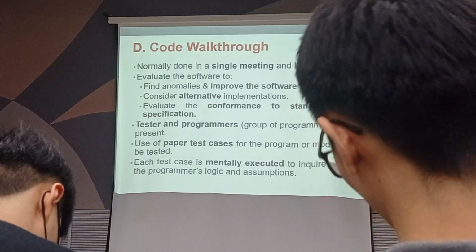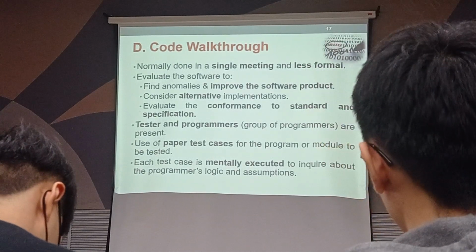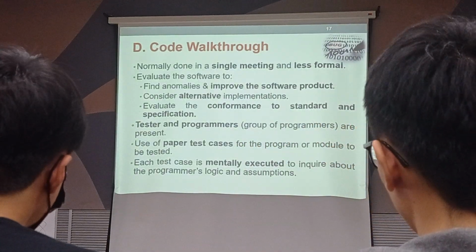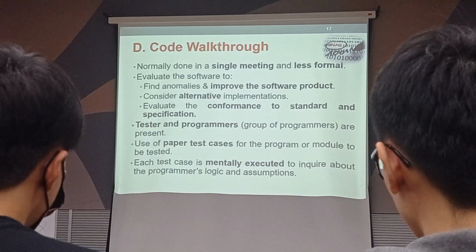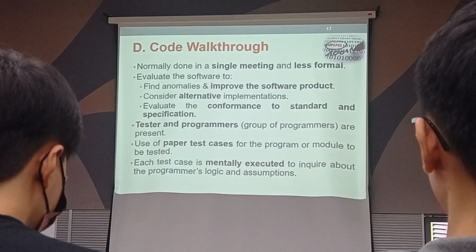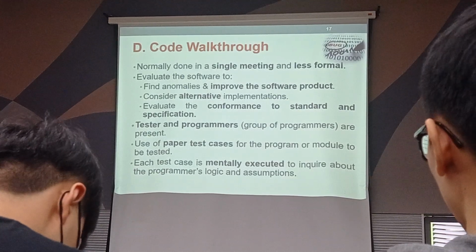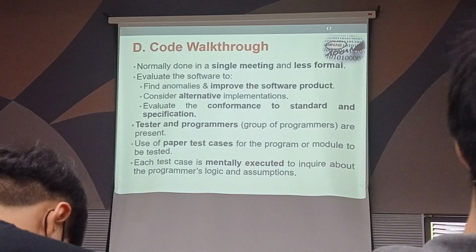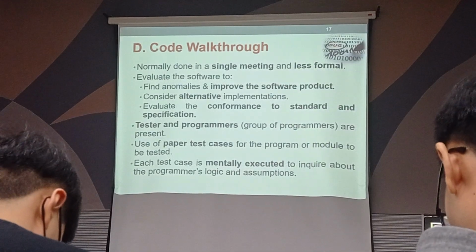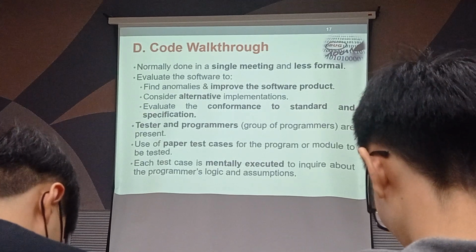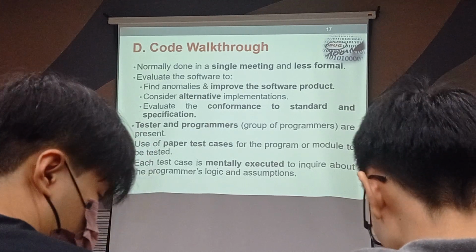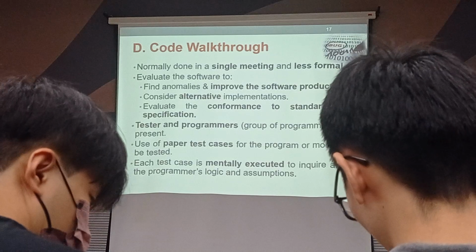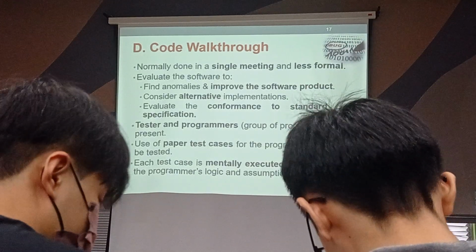In this code walkthrough, testers and a group of programmers, whoever is involved in the development, will need to join the meeting. Here we don't have 100% finalized test cases yet, but the tester will come with a paper test case. According to how the code has been written, they will execute the test case without running it yet, because like we said, in static testing we don't execute anything. This paper test case will be mentally executed to know if the logic is correct and can work or not. So we are not checking the correctness of the output yet.